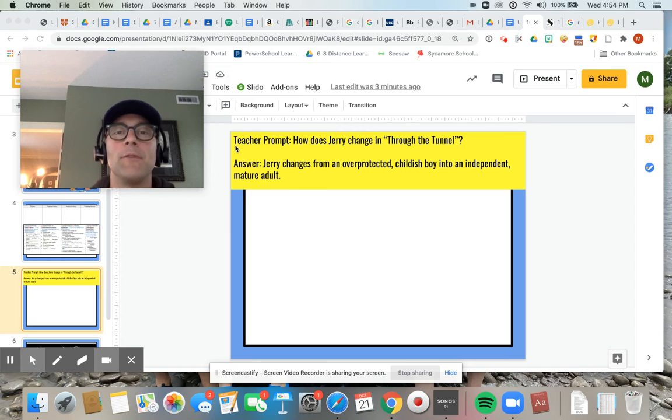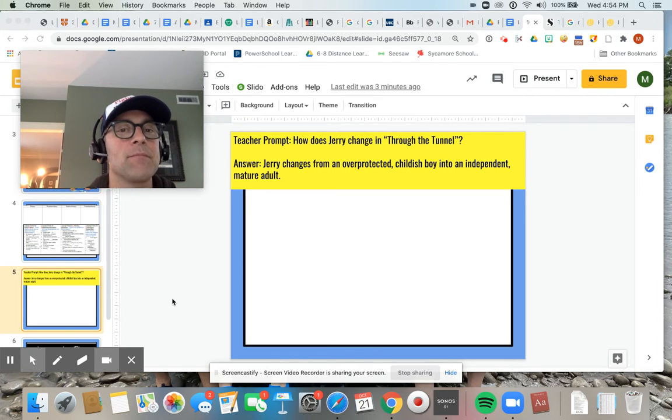Through the Tunnel, oh, our favorite short story. How does Jerry change in Through the Tunnel? So the question, of course, is about Jerry. How does he change? And then I want to answer that. Jerry changes from an overprotected childish boy into an independent, mature adult. Yes. And that is what we hope that all of you turn into as well.